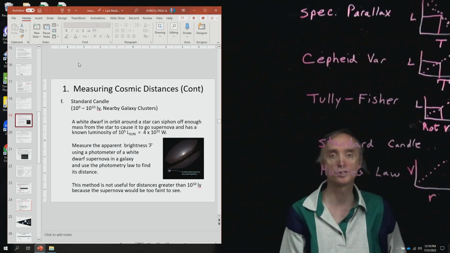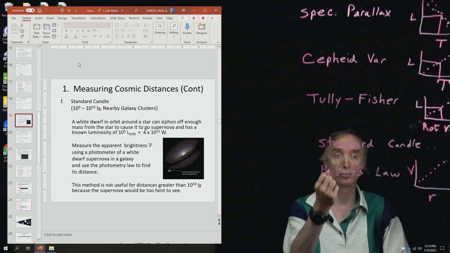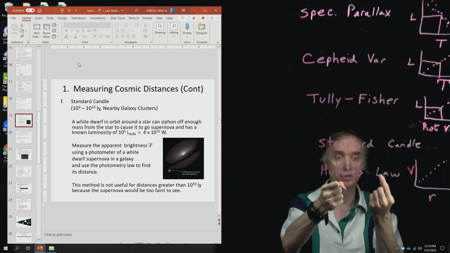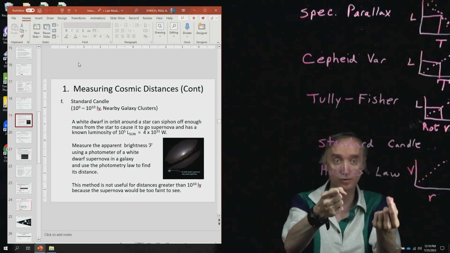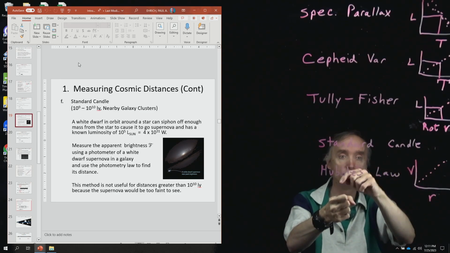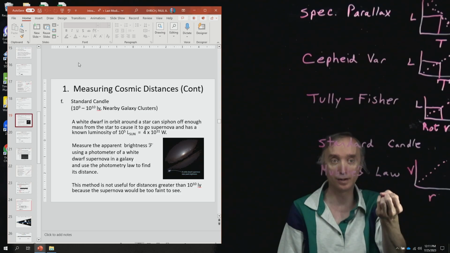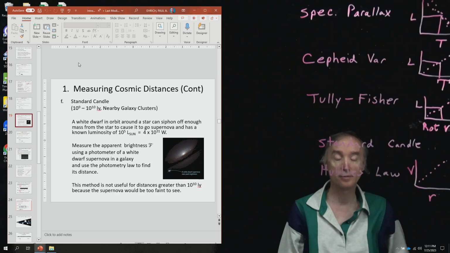So with a standard candle, you have a binary star system in which you've got a regular star, and then you've got a white dwarf, which is dead. And they're both in orbit around each other. But because the white dwarf has gravity, it can still pull hydrogen and helium off of this normal star. And then if the white dwarf gets big enough, it will collapse, and then you'll have a supernova. And the actual brightness of this supernova has been calculated.